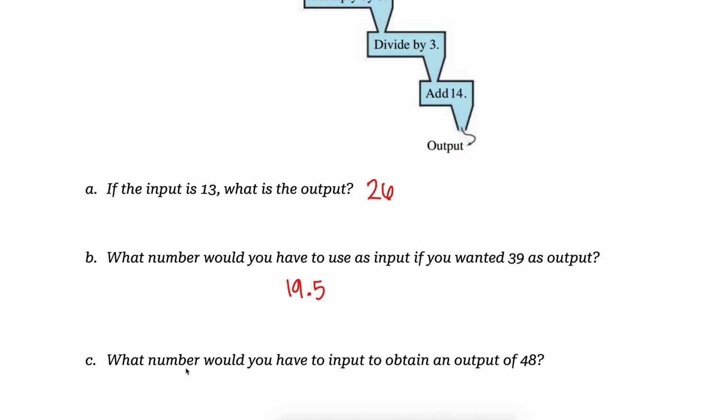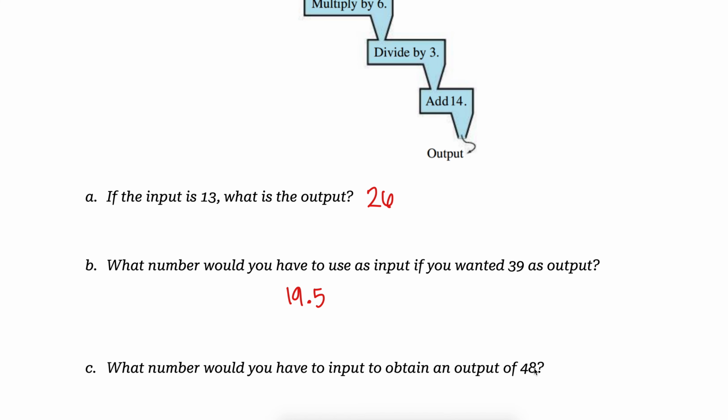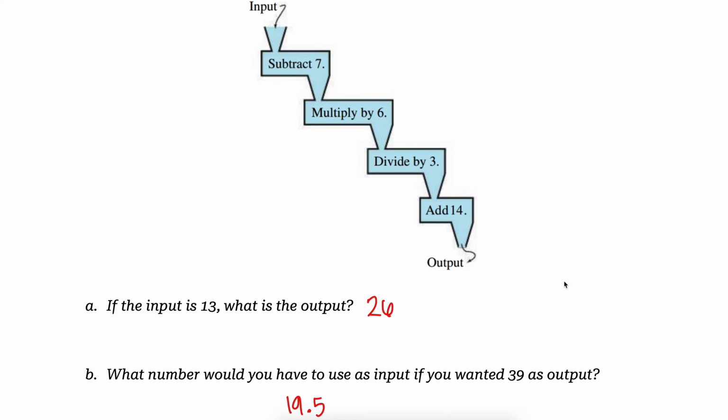So we can do the same exact process here. If I want an output of 48, let me work backwards to see what I need to input. So 48 minus 14, because we're working backwards, is going to be 34. And actually, I'll go ahead and write these here. So 48 minus 14 is going to be 34. Instead of dividing by 3, we're going to multiply by 3. So 34 times 3 is going to be 102.